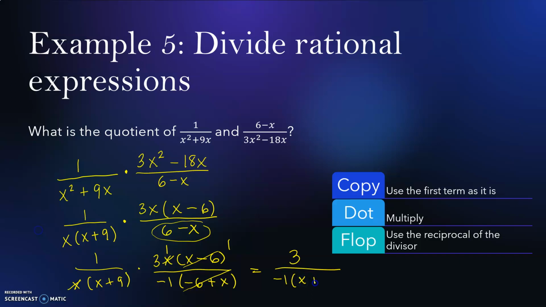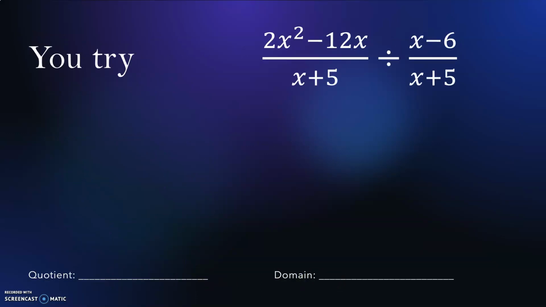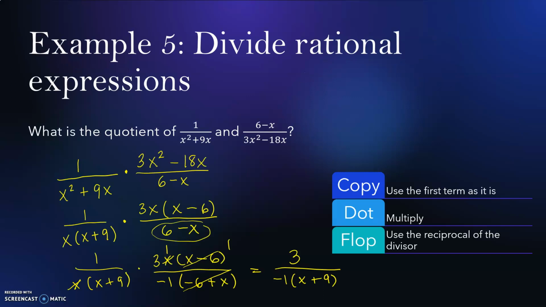Be very careful that you're not deciding that you're going to cancel this 3 and this 9. It's not allowed. We're canceling factors, not just terms. I should also think about the domain restriction. I know that x can't be negative 9 because then I would be dividing by 0, but x also can't be 6 because of this 6 minus x that I canceled.